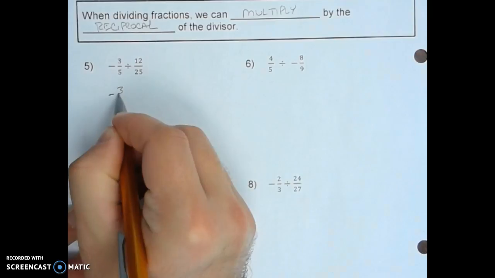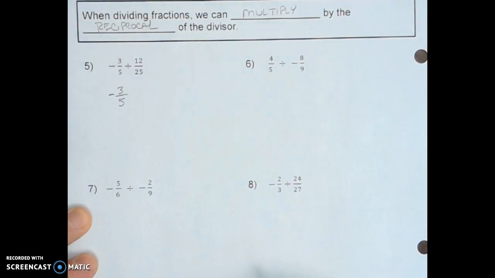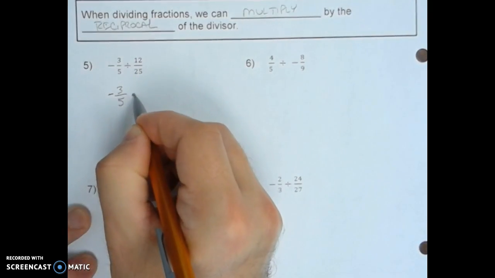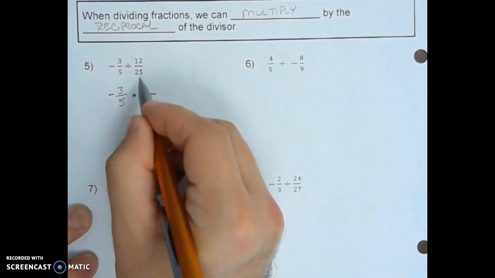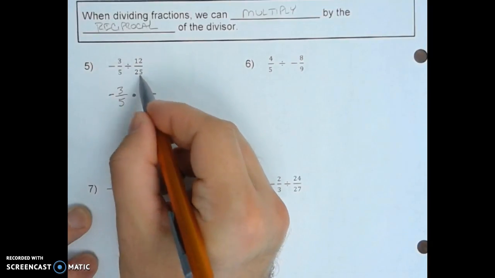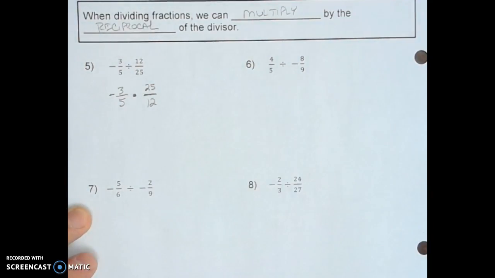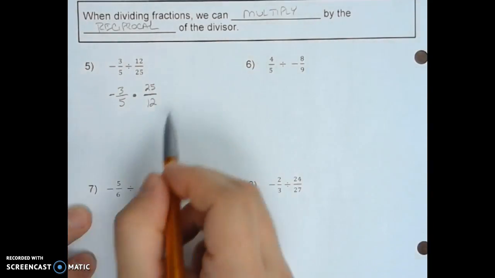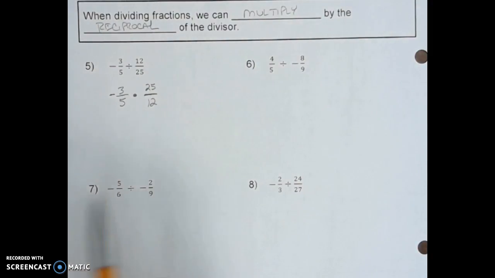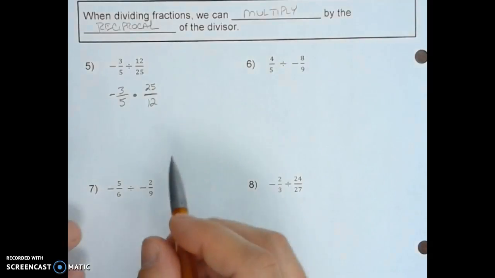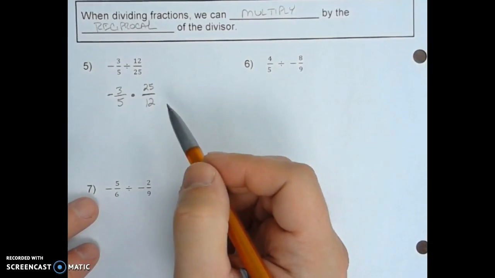The negative 3/5 is going to stay as negative 3/5, but I'm going to multiply by the reciprocal of my divisor, all right? Instead of 12/25, I'm going to multiply by 25/12. And now I know how to do this multiplication problem. Before I multiply, however, I'm going to look and see if I can simplify. And I know I can simplify with a numerator and a denominator.